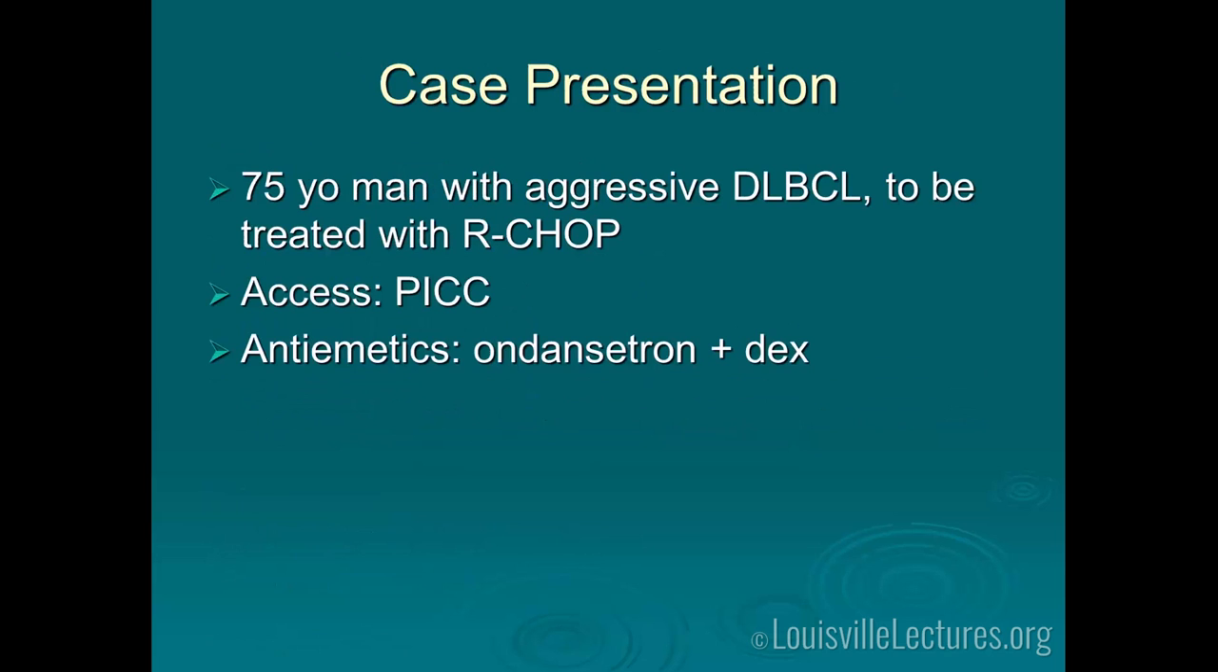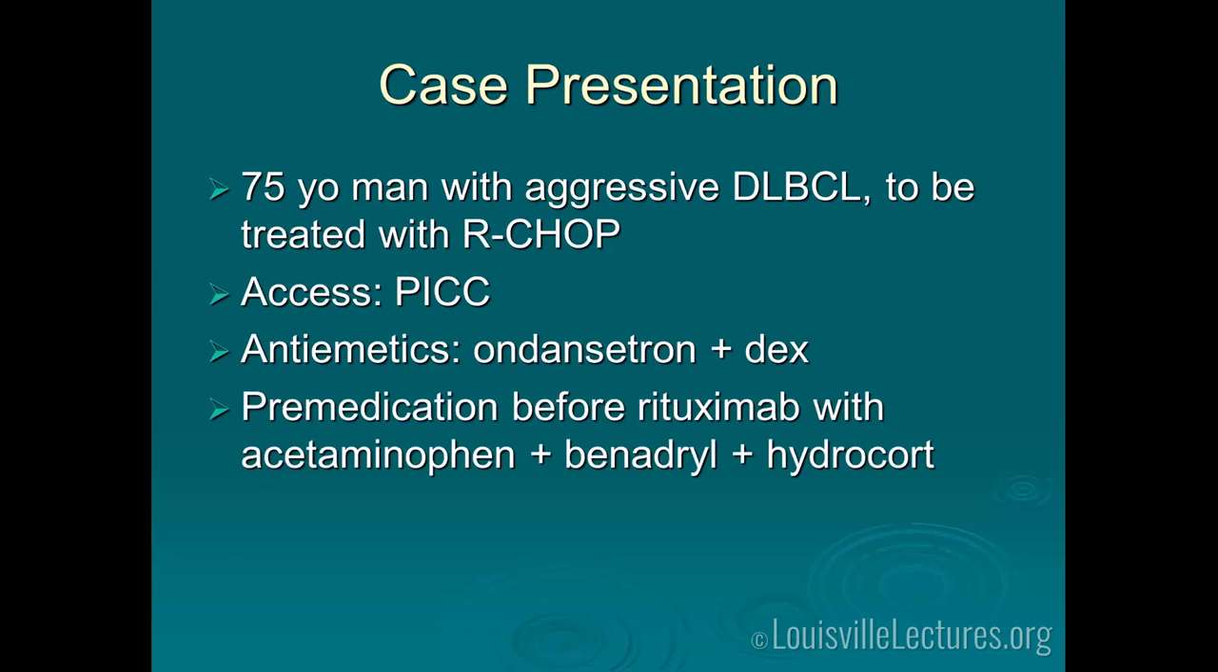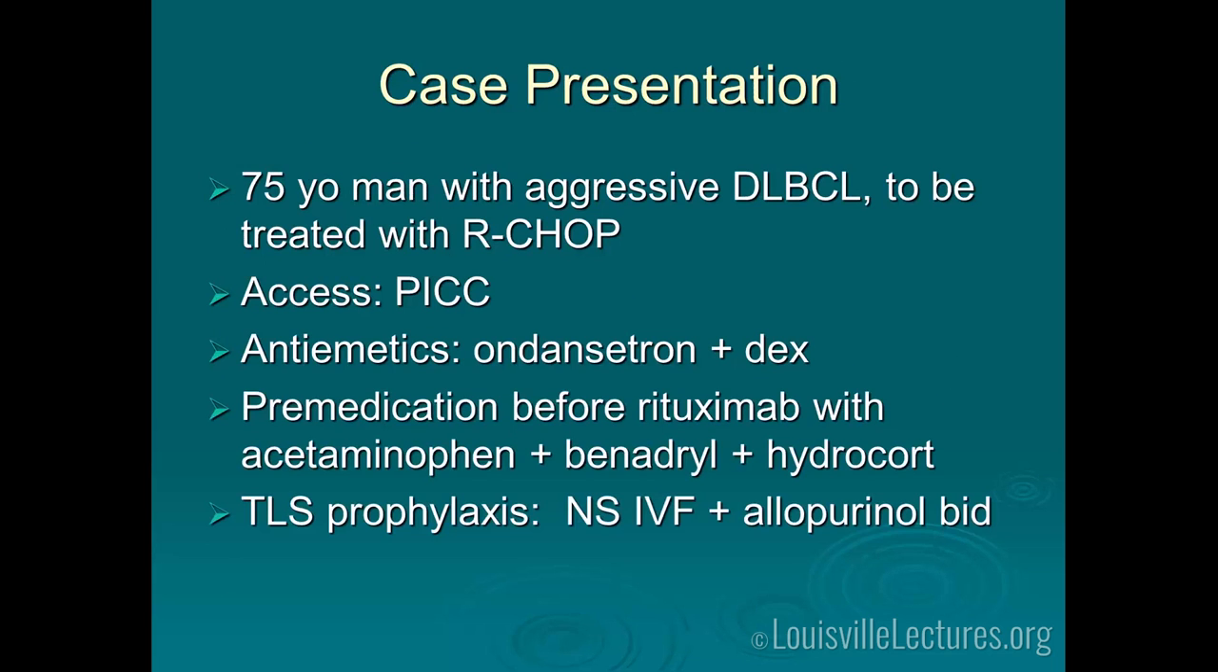So this gentleman who had a large abdominal lymph node bulk for tumor lysis prophylaxis started normal saline IV fluid, and he received twice daily allopurinol for the first 2 or 3 days.